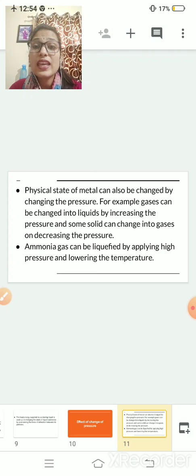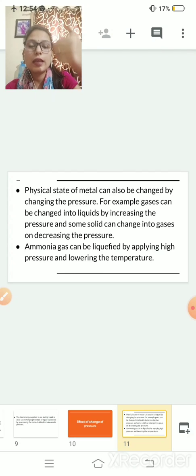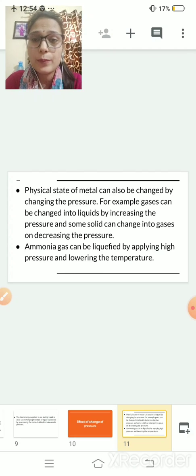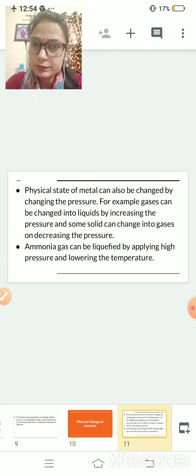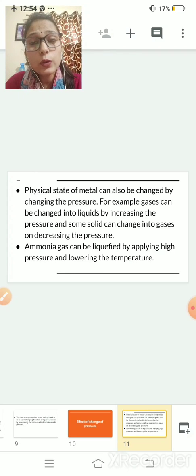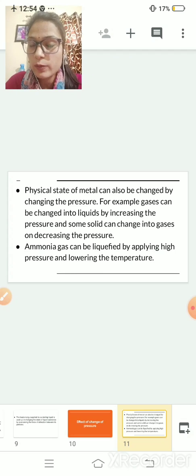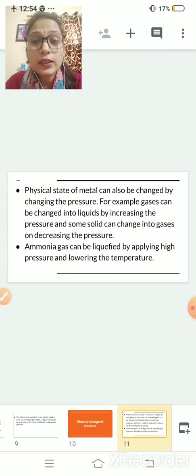Now, by increase in pressure. If you increase the pressure of gas, what will happen? The particles of gas come close to each other. If they come close to each other, the space between the particles is less, and this time the force of attraction between the particles is more. In that case your gas converts into liquid state. So like this, by change in pressure, you can change gas into liquid.